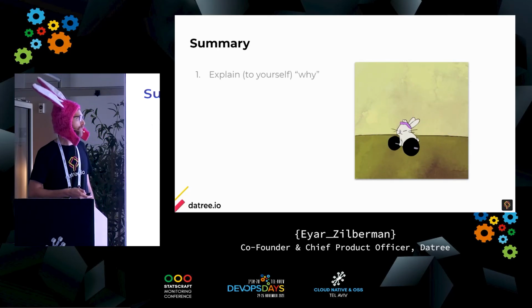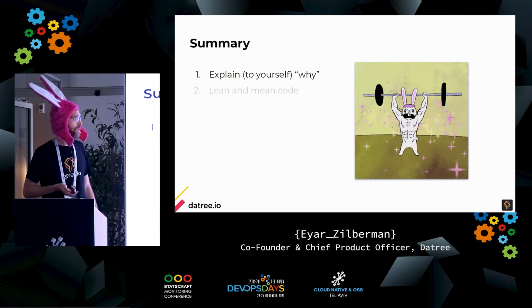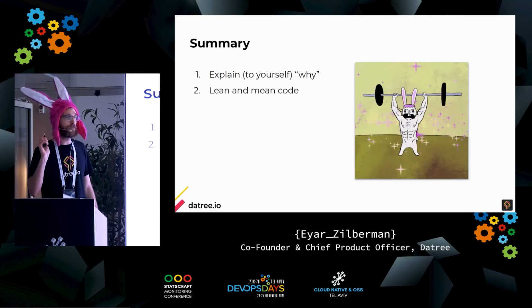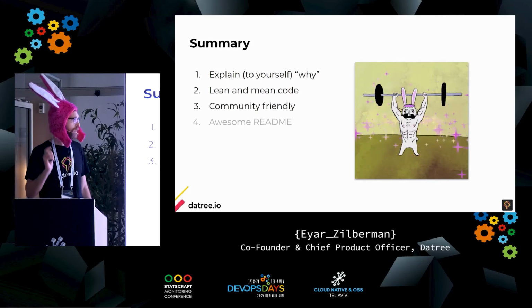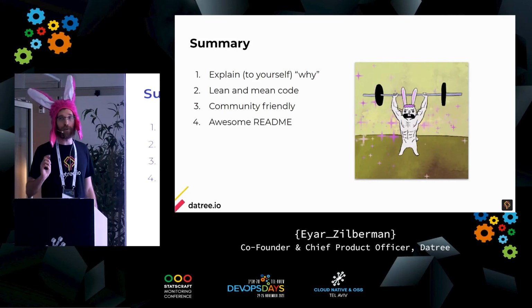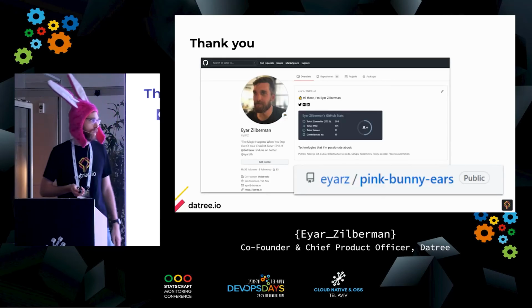So let's summarize it. You need to explain to yourself why you're doing it. What is your motivation? You need to write lean and mean code, just like a startup, but it has to be community friendly. The README file has to be awesome. And don't forget to spread the word.